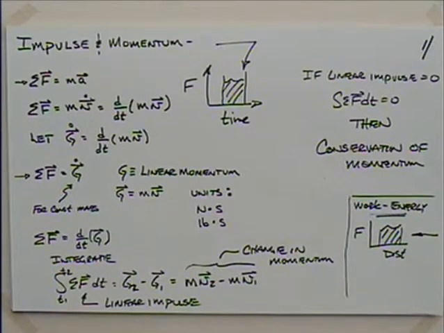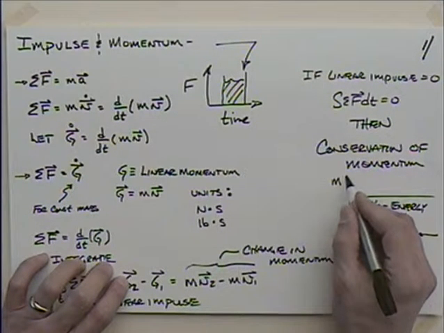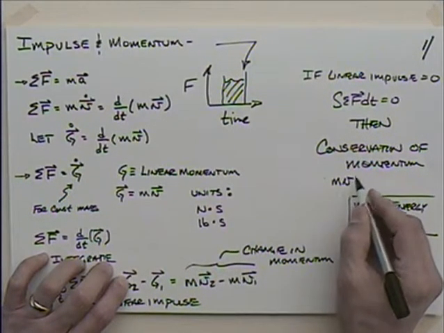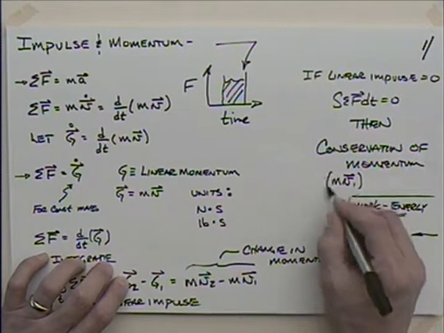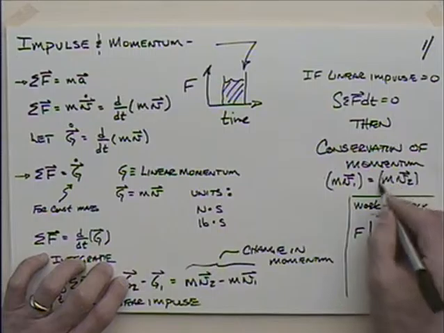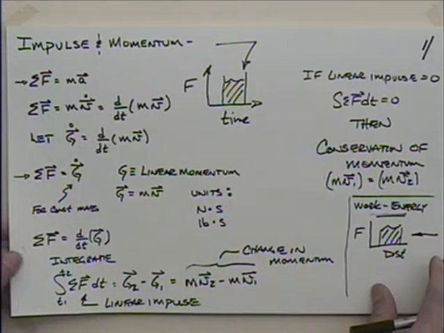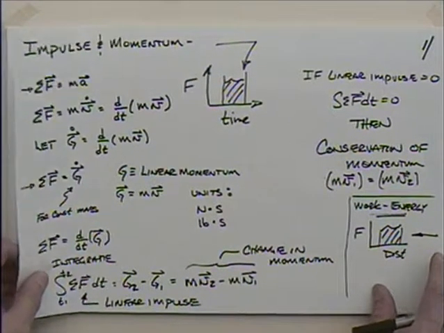So if this impulse term is equal to 0, we have conservation of momentum. That would lead us to the equation you've probably seen before, mv1 is going to be equal to mv2, and we can do lots of problems with that. Before we get into some of those problems, let me look at another twist on this, and I want to talk about angular impulse and angular momentum.